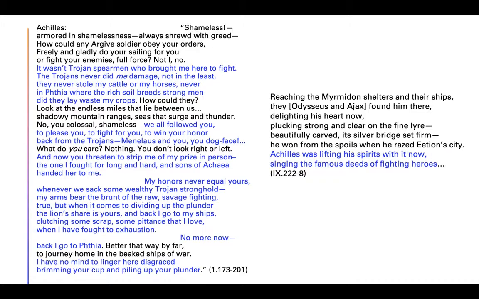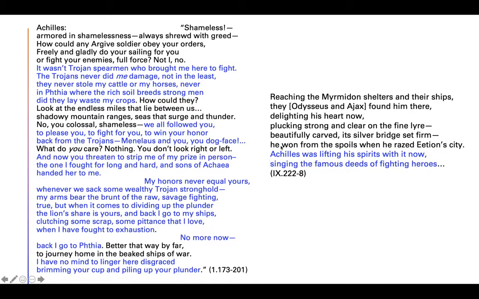What's interesting is this is what he decides. He's so upset and insulted by Agamemnon's behavior toward him that Achilles goes back to his Myrmidon shelters and ships. Odysseus and Ajax try to follow him there to persuade him to come back to battle. But when they see him, they see Achilles by the ships, delighting his heart now, plucking strong and clear on the fine lyre, beautifully carved. Achilles was lifting his spirits with it now, singing the famous deeds of fighting heroes.